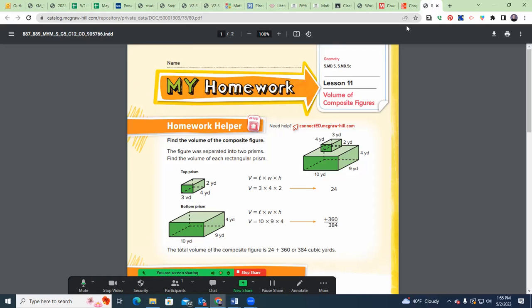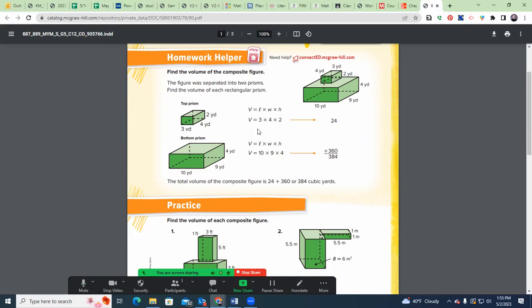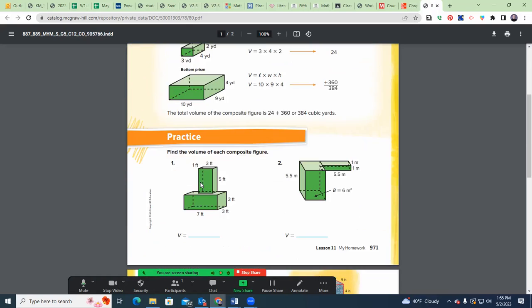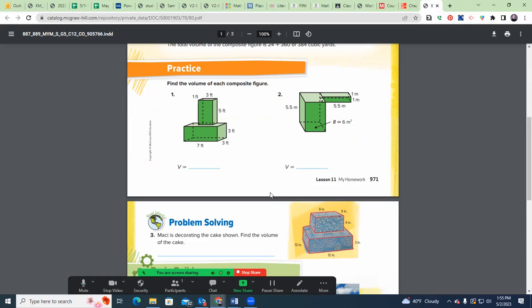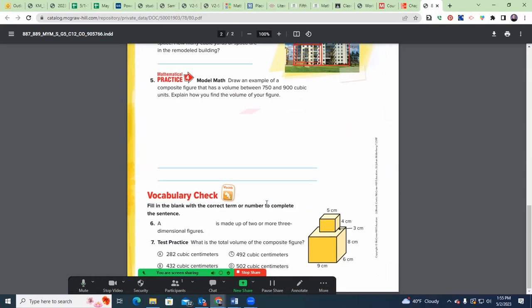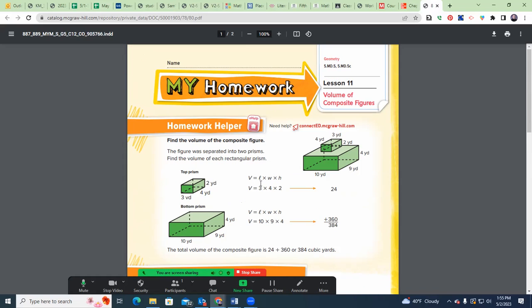So to do the homework today, you're going to use the formula, length times width times height. You're going to break these parts down here. Pretty simple one if you have the concept.